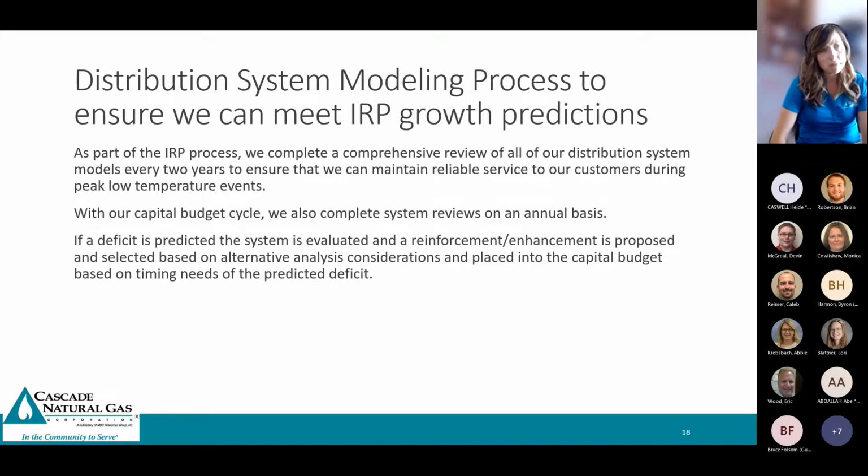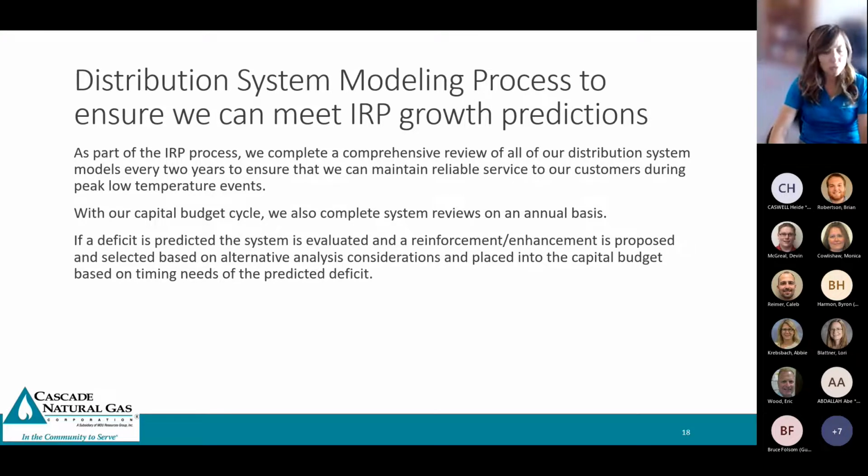Keep going. This builds into our IRP process. We use our distribution system modeling process, and with the IRP, we do a comprehensive review of all of our systems. With the IRP cycle, we review these every 2 years, with the goal of identifying the deficits and proposing reinforcements or betterments to address them, to make sure we can maintain reliable service to our customers during peak load weather events.